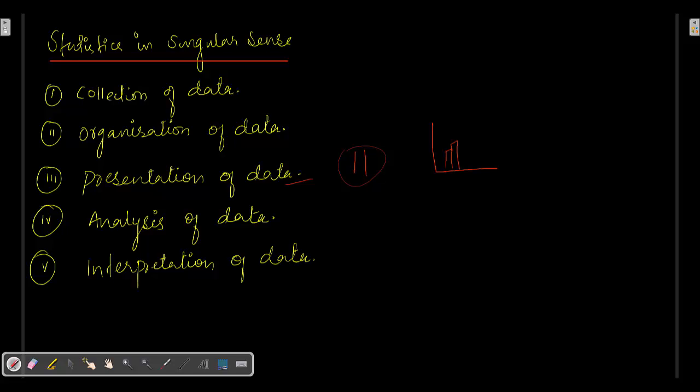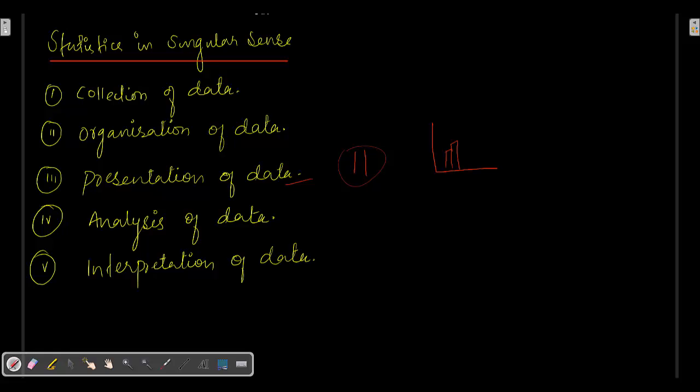First one is collection of data. Then organize the data. If it is primary, you have to organize it in a systematic manner. If it is secondary, it is already organized. After that, you have to present the data in a tabulated form and then form graphs and diagrams. After that, you have to analyze the data. Once you're done with analysis of data, lastly, you have to interpret the data. So these are the methods of statistics.